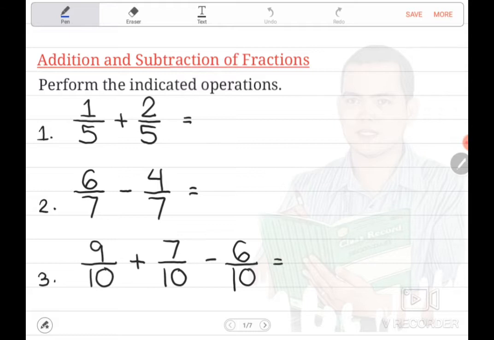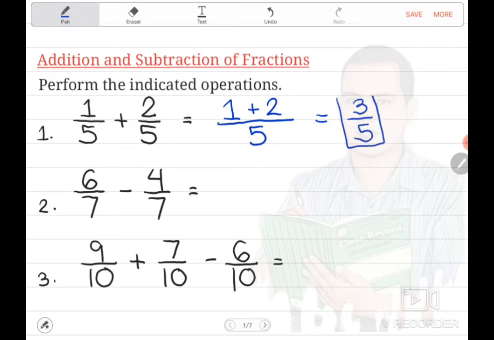Number 1, 1/5 plus 2/5 is equal to... This problem is an example of similar fractions. We have the same denominator, so we can proceed directly to the operation. We add the numerators because the operation is addition. So 1 plus 2, then all over the denominator, which is 5. So we have 1 plus 2 is equal to 3, all over 5. This will be our final answer. As easy as that if we have similar fractions.